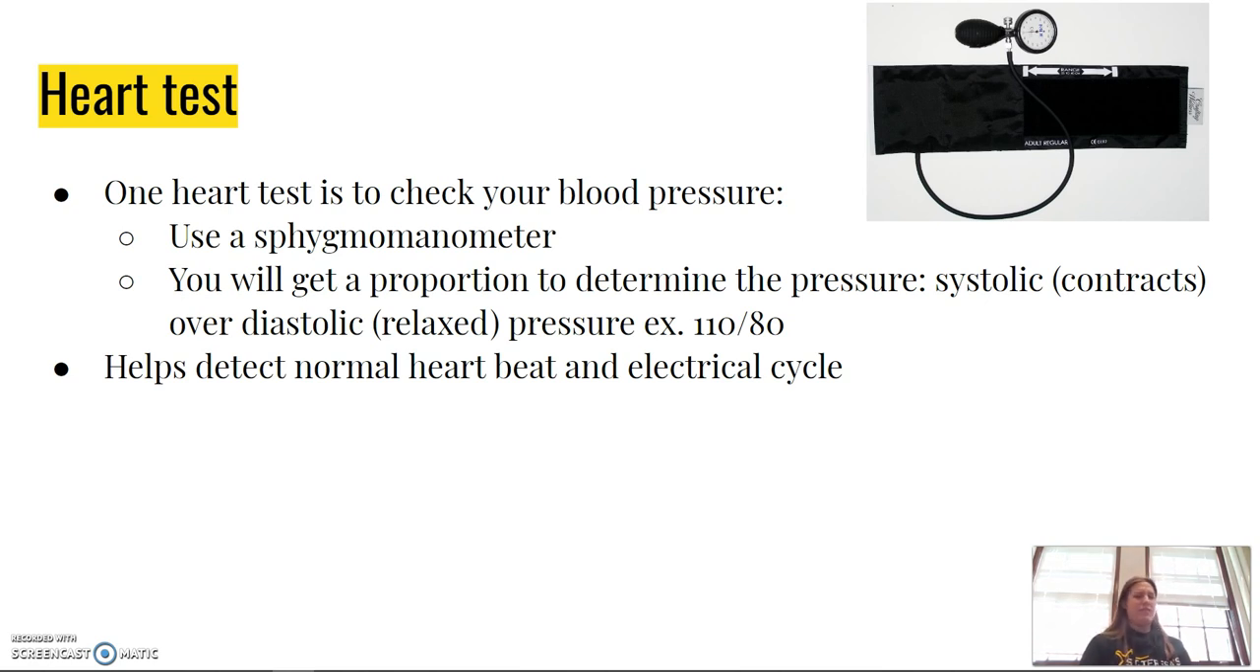The last thing we will talk about is one of the heart tests they do to check about your heart. One heart test is to check your blood pressure. They use a sphygmomanometer, and you will get a portion to determine the pressure. Systolic contracts over diastolic relaxed pressure. Example, 110/80. It also helps detect normal heartbeat and the electrical cycle.